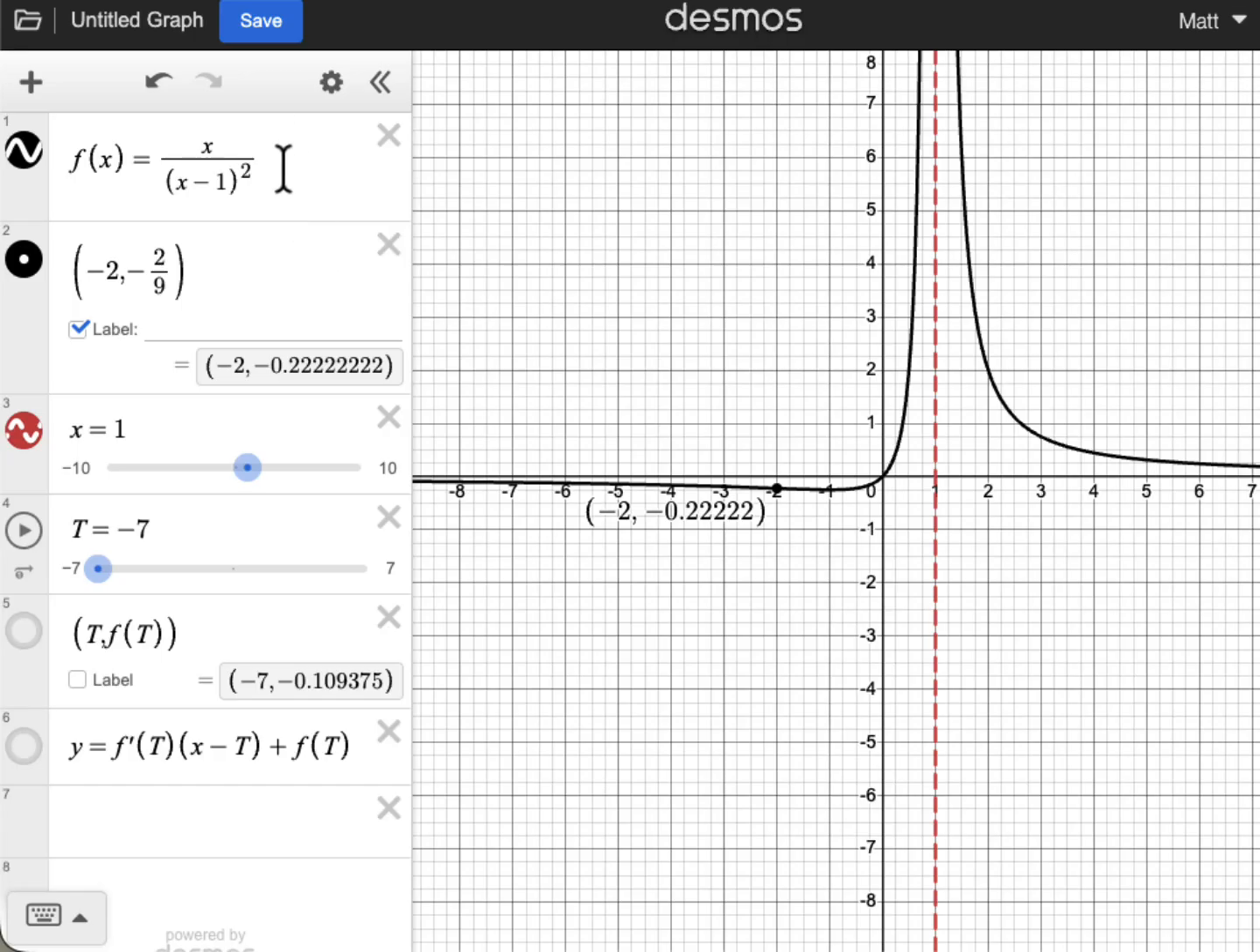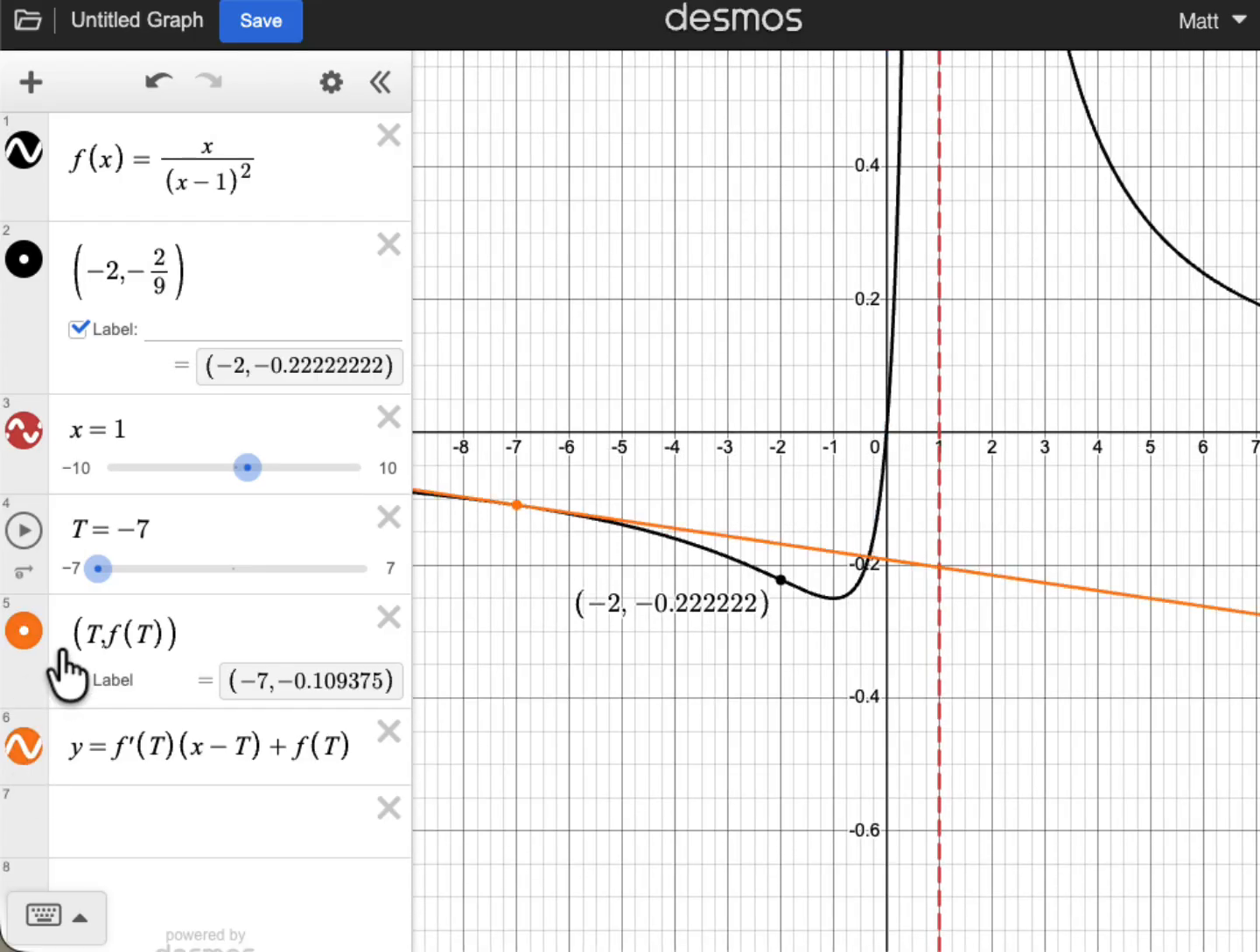I type in the new function, typed in my hypercritical point. I typed in the vertical asymptote at x equals 1. I'll let my slider go from -7 to 7. Now, it is difficult to determine visually that the inflection point is right here. I would need to change my vertical scale to see this better.